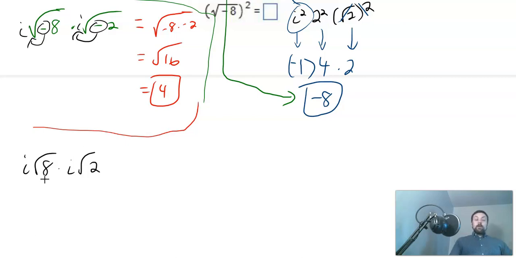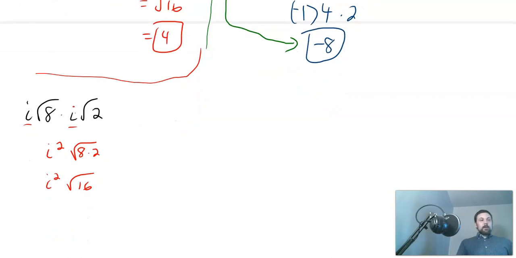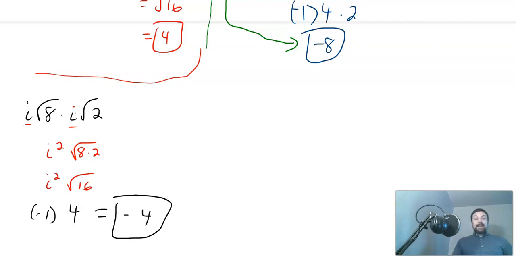Let's actually do the problem where we do consider the imaginary number and see if it makes a difference. So now we will multiply these together. And everything's multiplied, so I times I multiplies together to give me I squared. And now we will multiply these square roots together, right? So we'll take the 8 and the 2 and multiply it inside of the single square root. We get I squared times the square root of 16, which is going to give me -1 from the I squared and 4 from the square root of 16. And now when I multiply those together, I get -4. And so I get a different result.